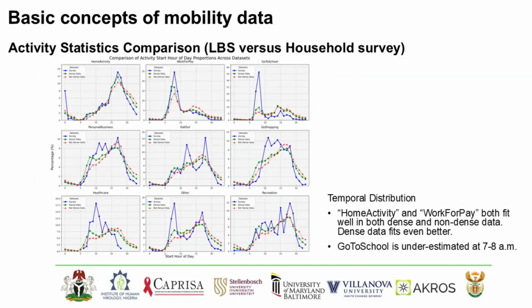Then we compare the hourly activity patterns from LBS data with traditional household surveys. We can see that activities like home activity and work for pay align closely across all datasets, especially in the dense data sample, which fits the survey results best.